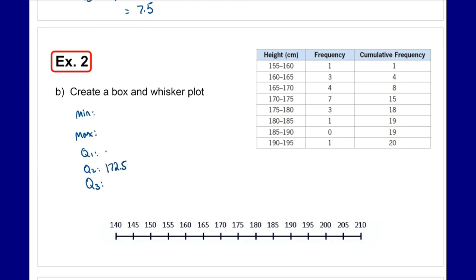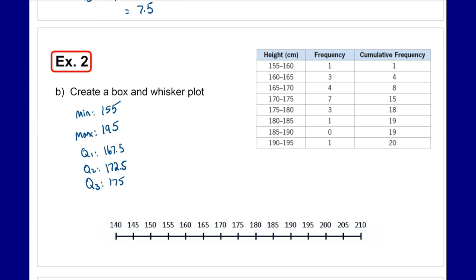Our Q1, 167.5. Our Q3, 175. Our maximum value, or our minimum value, we're going to say the minimum height, looking at our range, was 155. Our maximum height, or our possible highest value, is 195, the upper end of our intervals.